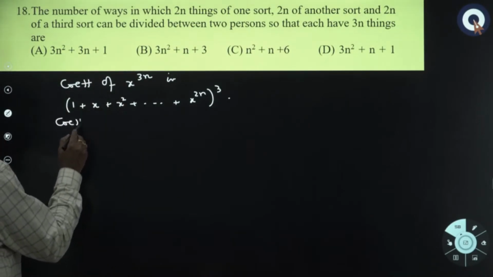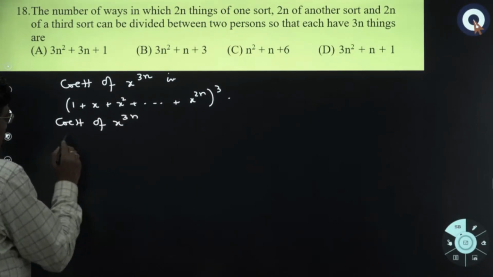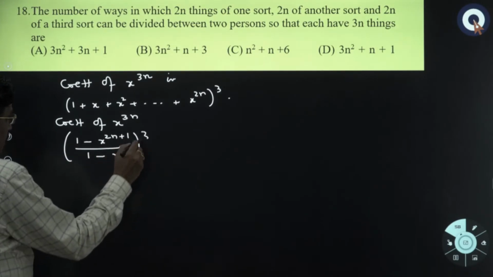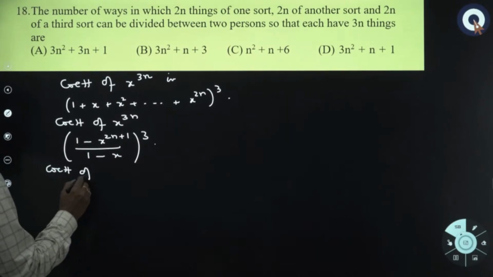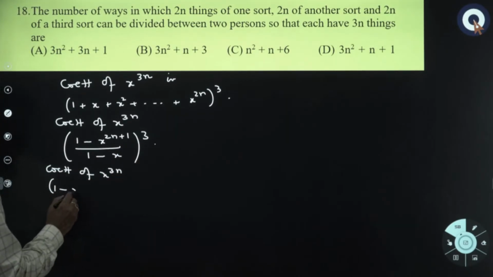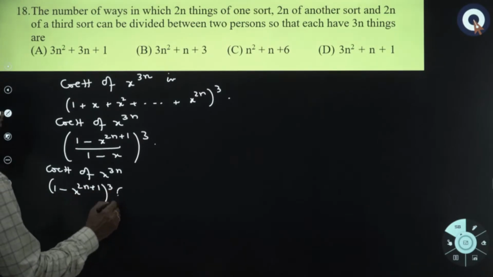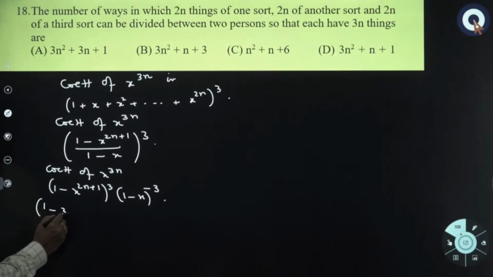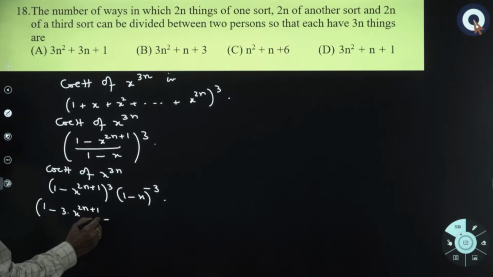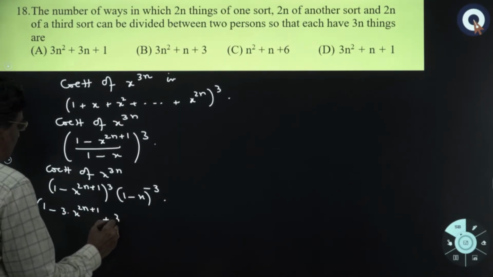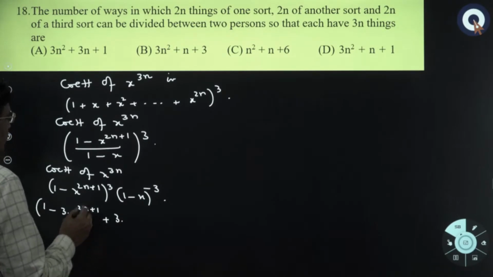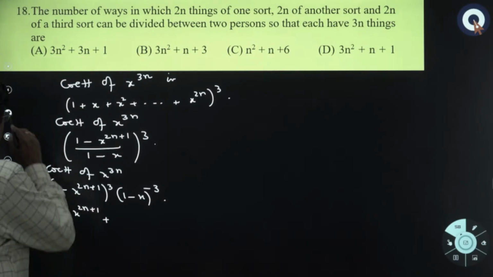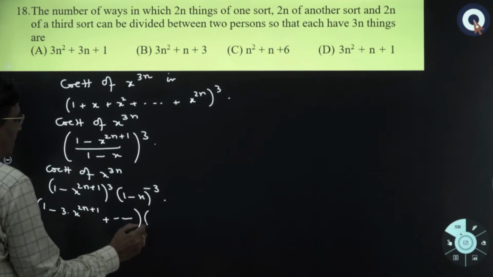the coefficient of x to the power of 3n in the expansion of (1 minus x to the power of 2n plus 1) by (1 minus x) whole cube. So that is the coefficient of x to the power of 3n in the expansion of (1 minus x to the power of 2n plus 1) whole cube into (1 minus x) whole to the power of minus 3, which is (1 minus 3 x to the power of 2n plus 1 plus 3 x to the power of 4n plus 2, which is not required because we want only x to the power of 3n. So the term next to this is not required for us, so we can just leave it) into (1 minus x) whole power minus 3.